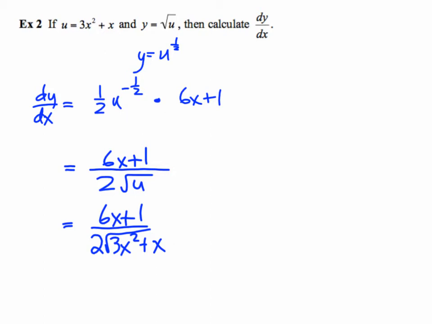Simplifying this, the u to the -1/2 comes downstairs in the denominator to a square root. The 1/2, the 2 goes in the denominator. And what does u represent? u represents 3x squared plus x. So by substitution, I replace out the u. So what happened in this question was the power rule times the derivative of what's inside for u.